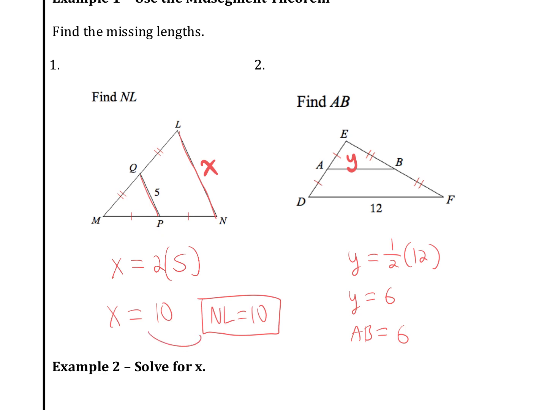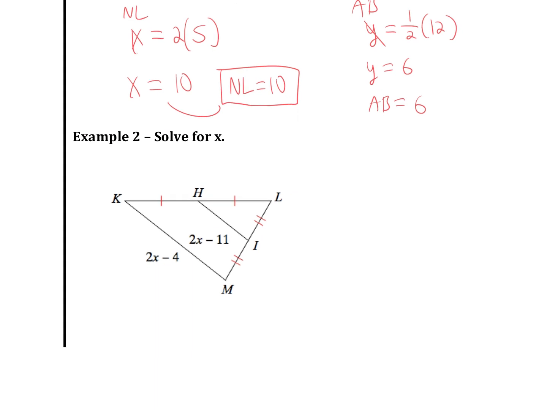So you just want to write, like right here, write NL, and right here, write AB. That's fine, but whatever's more comfortable for you, okay? But yeah, so basically that's it. The midsegment is half the third side. The third side is double the midsegment, and we're good.